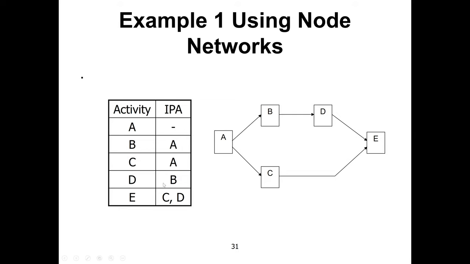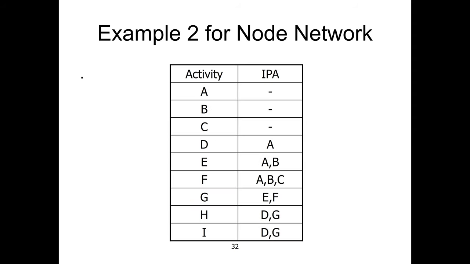And then D is after B. So the node for activity D is shown and we connect it with an arrow after B. Then activity E can happen when C and D are both complete, so we put the node E in the space and it will start when both C and D are complete. This way we complete the node diagram. The node diagram is relatively easy to draw. Activities are represented by nodes and connected with links. So let's move to the next example.